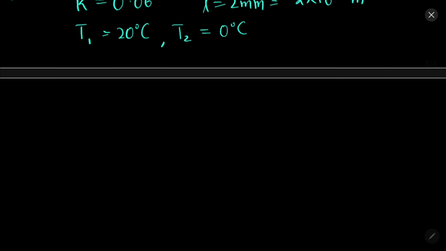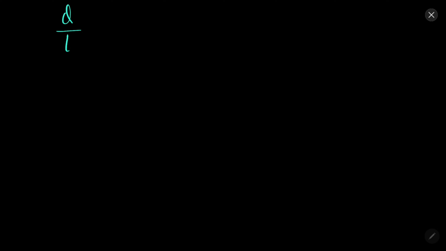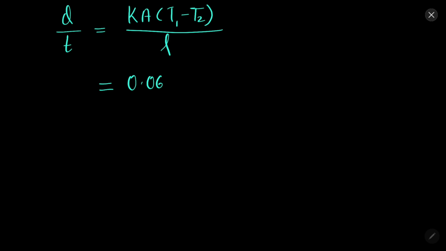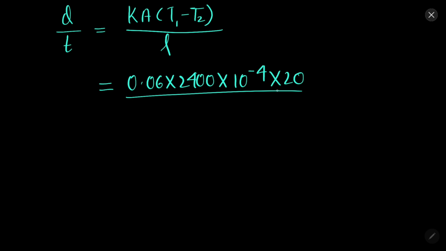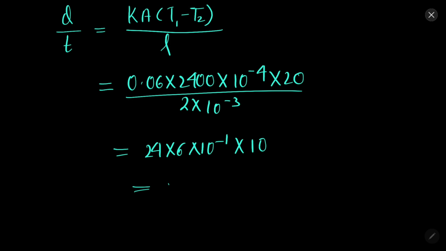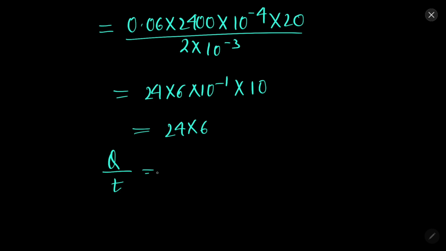So, by the formula Q over T equals KA (T1 minus T2) over L, we will have 0.06 into 2400 into 10 to the power minus 4 into 20 over 2 into 10 to the power minus 3. So 24 into 6 into 10 to the power minus 1 into 10, which will give us 24 into 6. So Q over T will be 144 joule per second.